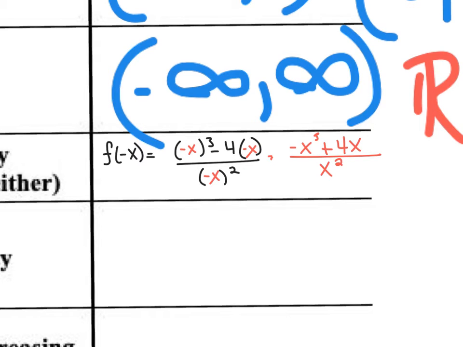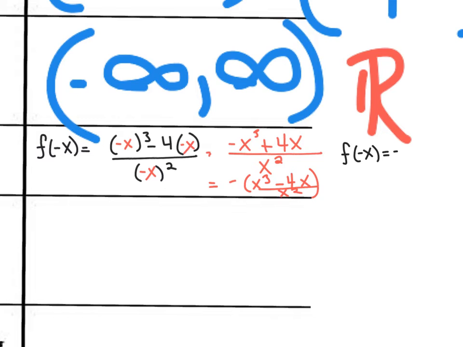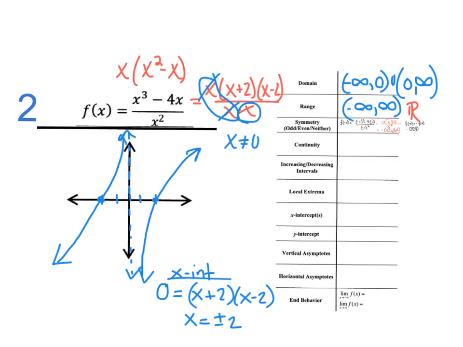So how does this compare to the original? Is it exactly opposite? Well, if I factor out a negative, I would have positive x cubed minus 4x over x squared. So it is exactly opposite of how it started. So f of negative x is equal to the opposite of f of x, which is the algebraic test to conclude that you have an odd function. So therefore it is odd. And let's zoom back out so we can see our whole scenario again.